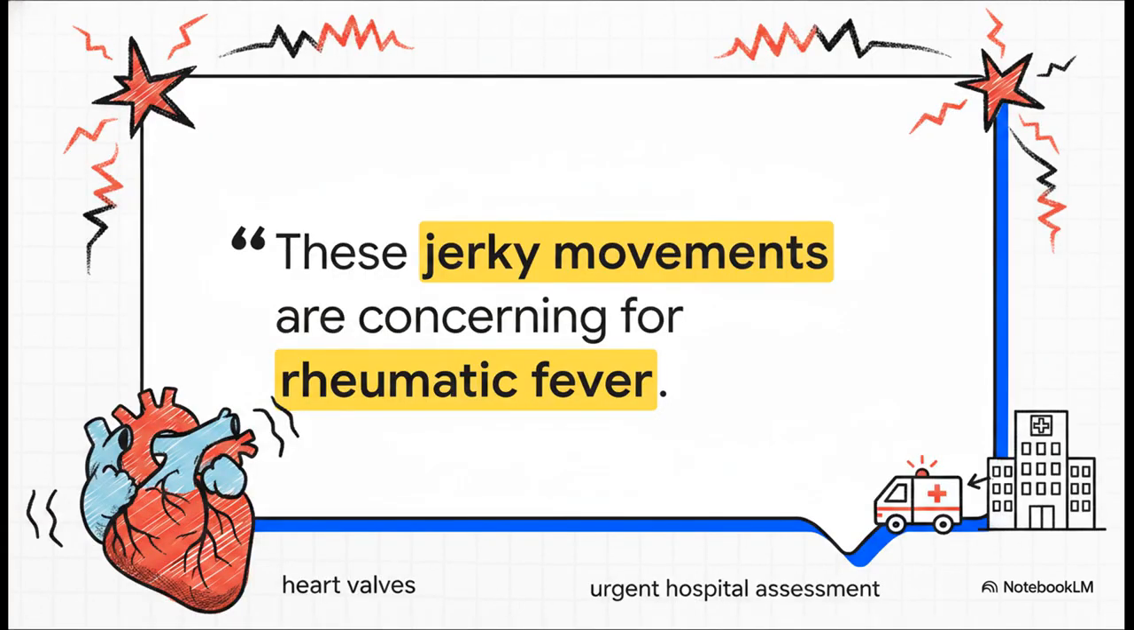So how do you communicate this sudden, scary escalation to the parent? Use this script. The new jerky movements after a sore throat are concerning for rheumatic fever. This condition can affect the heart valves. I don't want to miss it, so I will arrange urgent hospital assessment today. This strikes the perfect balance. It communicates the severe urgency of the situation to ensure they comply, while keeping enough empathy in your voice so you don't cause sheer panic.